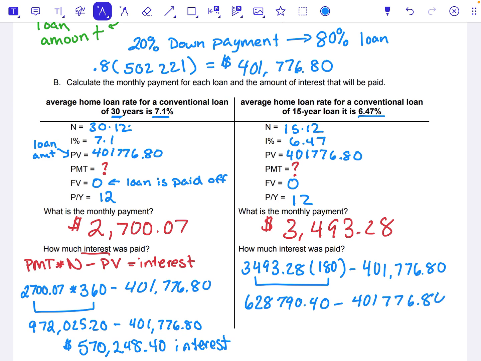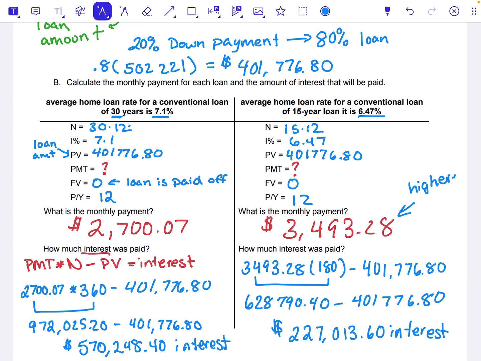And so what you notice here is that my interest paid, you actually only paid $227,013 in interest. And so if you can afford the higher monthly payments, the shorter loan will end up costing you less in the long run. But the key is, again, you have to be able to make the higher monthly payments. So these shorter loans have higher monthly payments, but they're going to cost you less in the long run. So it's one of those sort of give or takes.